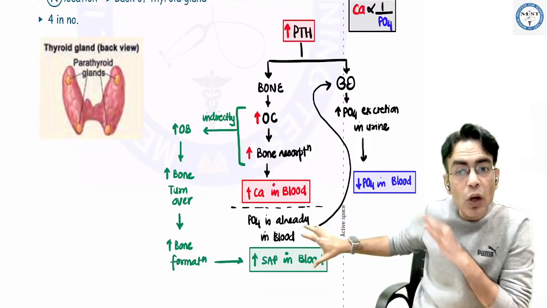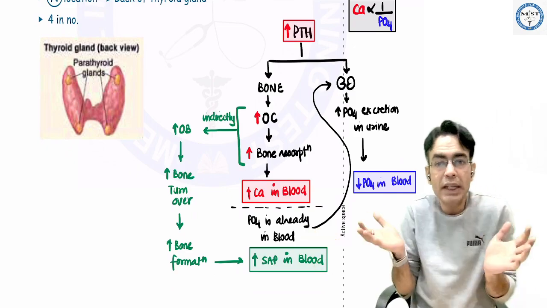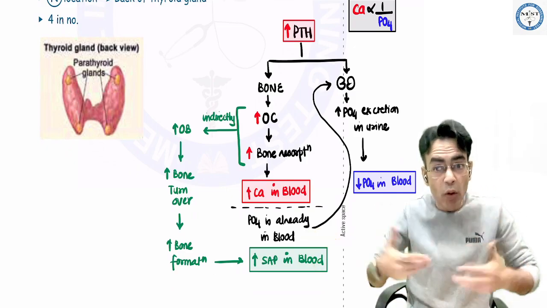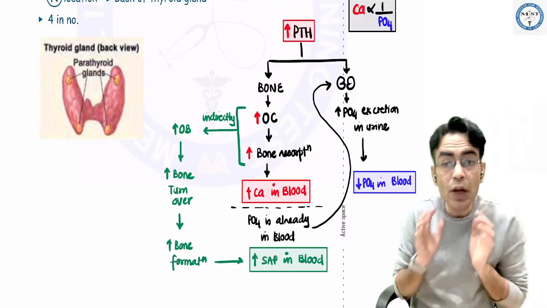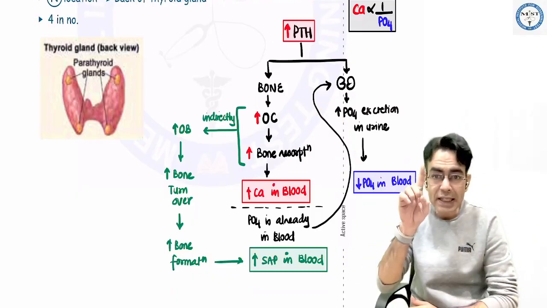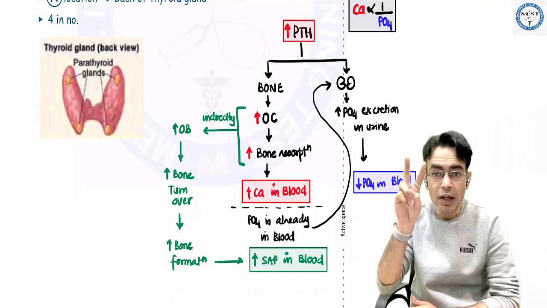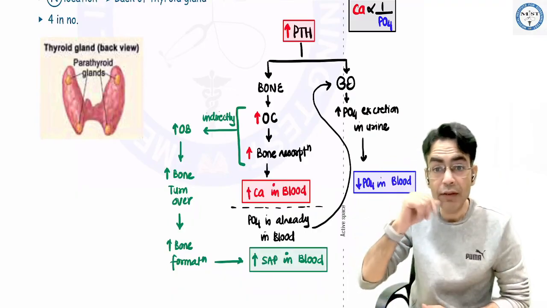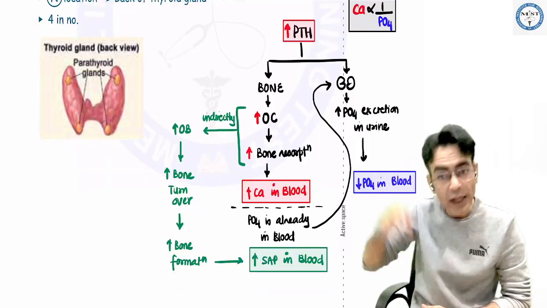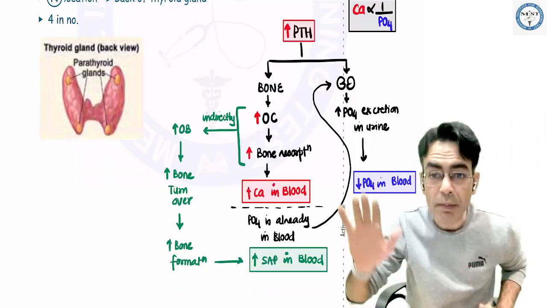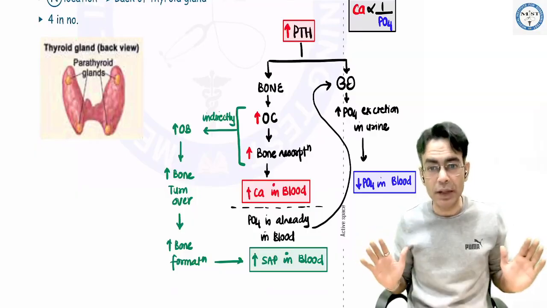So your SAP will not be low. If you're not eating bone, SAP is normal. But if you're eating bone, then SAP will increase. And when do you eat bone? Your body eats bone when your PTH is high. So if PTH is high, your calcium will be high, your phosphate will be low, and your SAP will also be high. But if your PTH is low, your calcium might be low, your phosphate is high, but SAP will be normal, because SAP is not directly related to PTH.